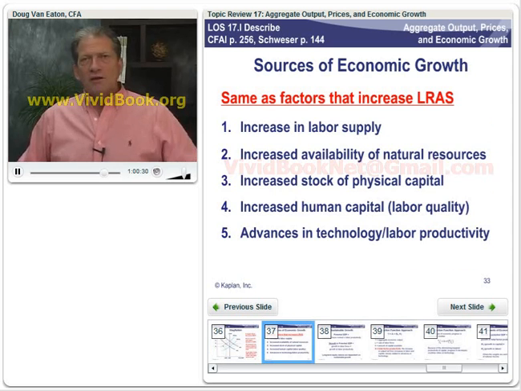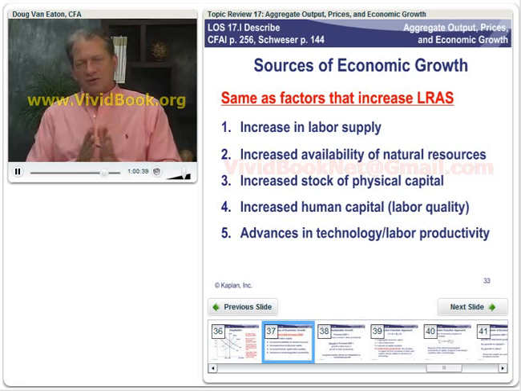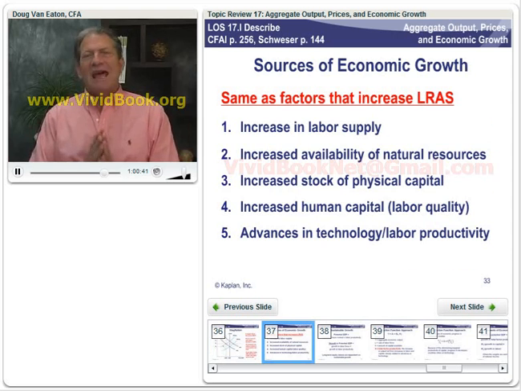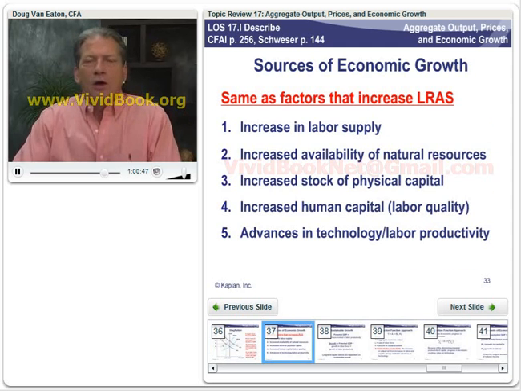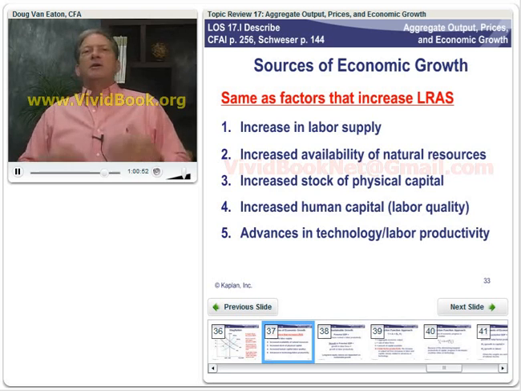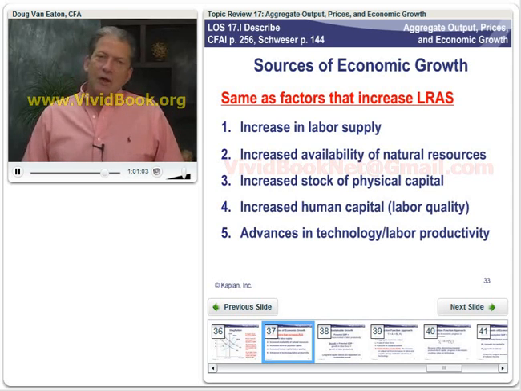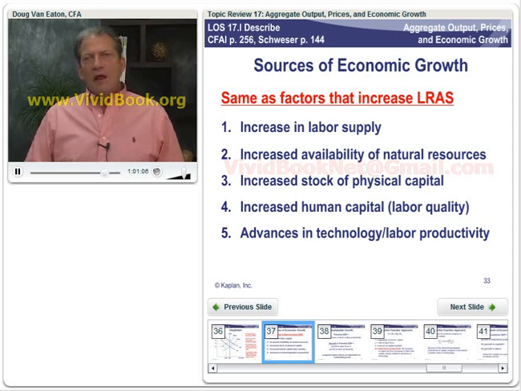So now we're going to talk a little bit about growth economics. And what are the sources of economic growth? Well, long-run aggregate supply was our measure of the output of the economy when it's at full employment. So the same things that move that long-run aggregate supply curve are going to increase economic growth. If our labor supply grows, we can produce more stuff. If there are more natural resources, we can produce more stuff. If we had more physical capital, productive machinery, we could produce more stuff. And if the labor force was higher quality, had a higher level of skill, we could produce more.